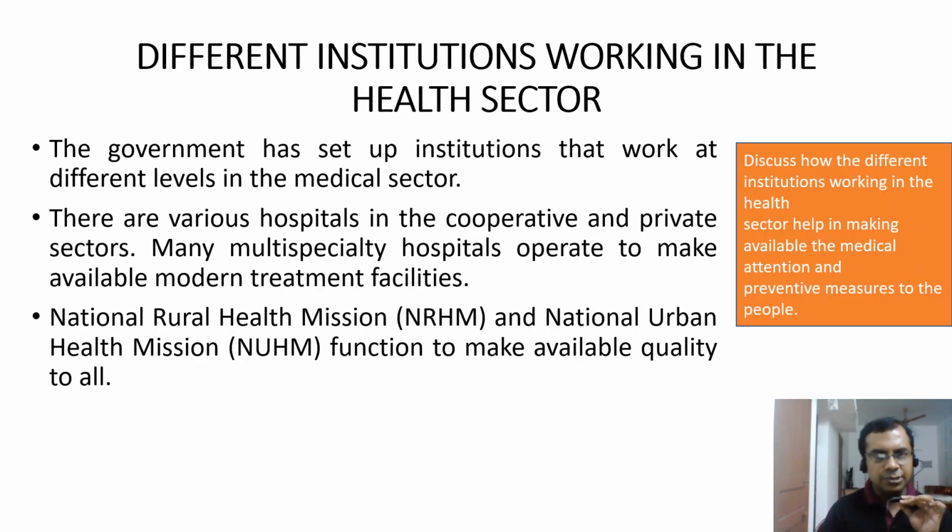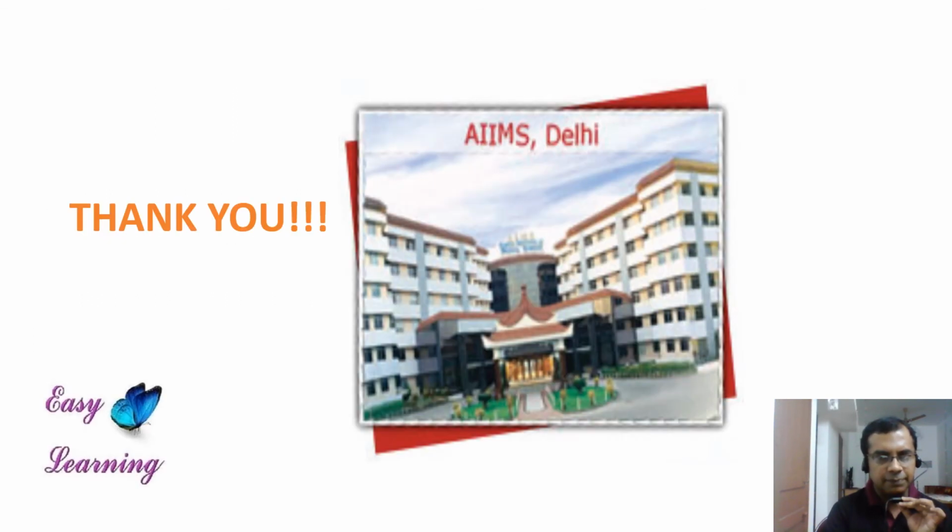The important institutions working in the health sector: the government has set up several institutions at different levels. There are various hospitals in the cooperative and private sectors. Many multi-specialty hospitals operate to make available modern treatment facilities. NRHM, or the National Rural Health Mission, and NUHM, the National Urban Health Mission, function to make available quality care to rural and urban people. Thus, we have reached the end of this chapter.